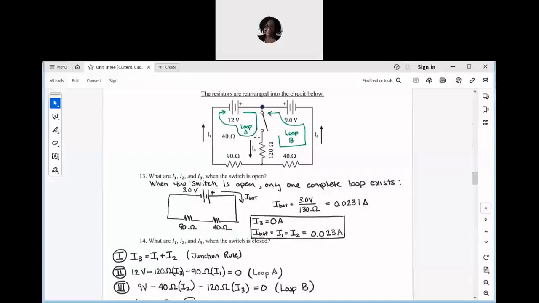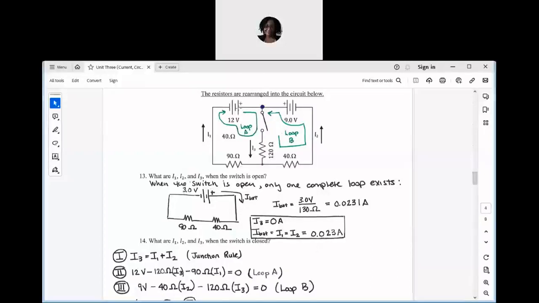For the loop rule, I used loop A and loop B. And again, when the switch is closed, I could have done maybe the left side loop and then the outer loop, or I could have done the right side loop and the outer loop. The only criterion that you have to fulfill is that all of your resistors are counted at least once. And you know that at least one of your resistors is going to be counted twice. So because of the choice that I made to do left side loop and right side loop, it's going to be the 120 ohm resistor that gets counted twice.